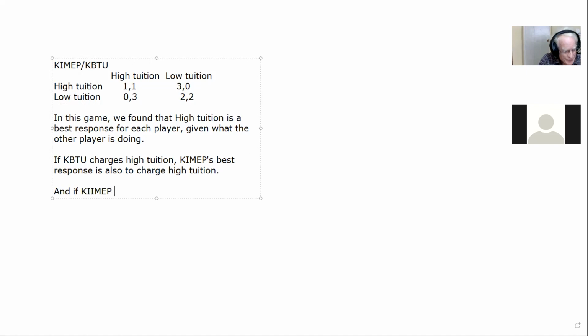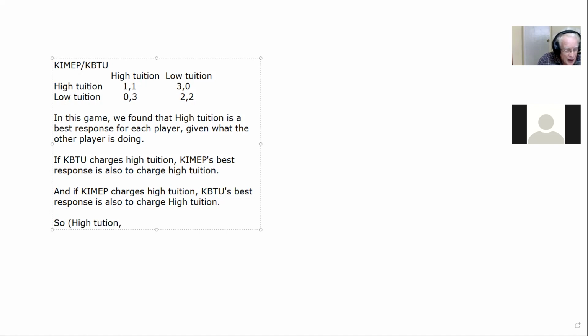And if Tina chooses high conversion, TDTU's best response is also high conversion. So high conversion from both players is a Nash equilibrium.